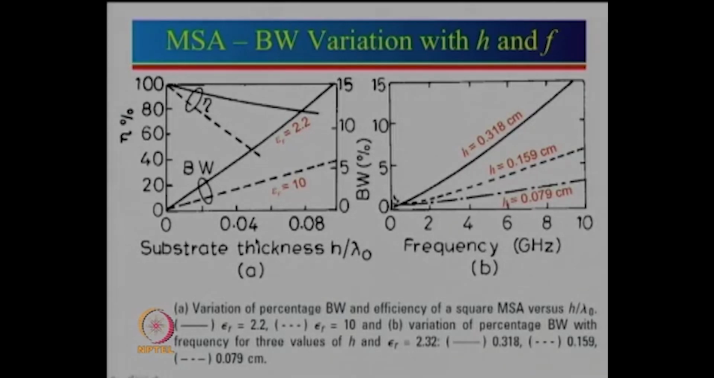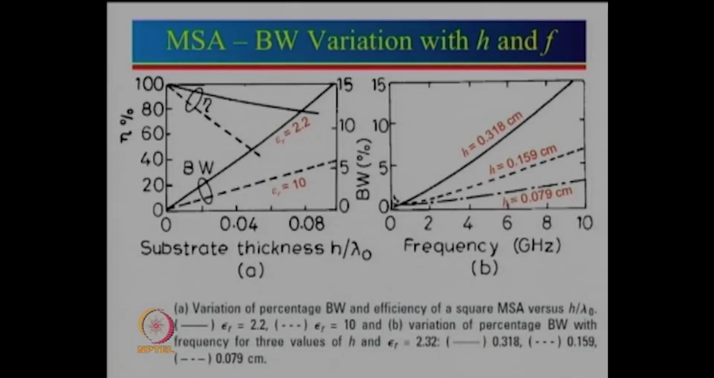But let us just think and imagine that if this is epsilon r 10 and if this is the curve for epsilon r 2.2, where will be the curve for epsilon r 1? So, if we imagine this is 10, this is 2.2, then the epsilon r equal to 1 curve will probably go like this. So, that will have a better bandwidth.